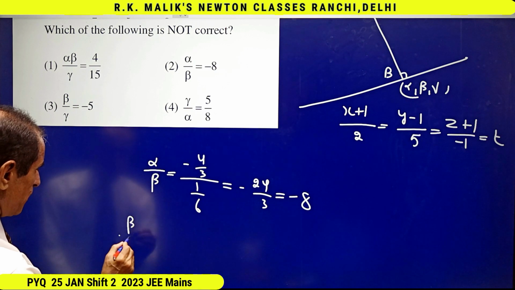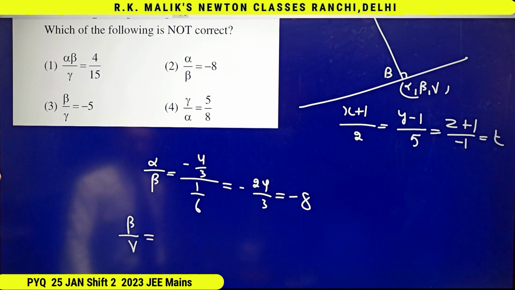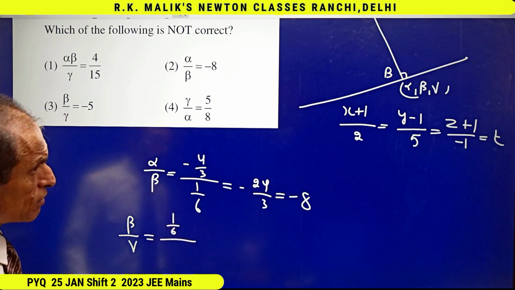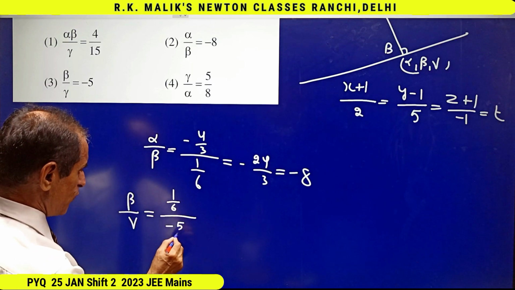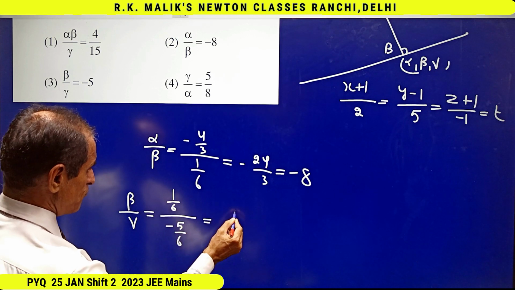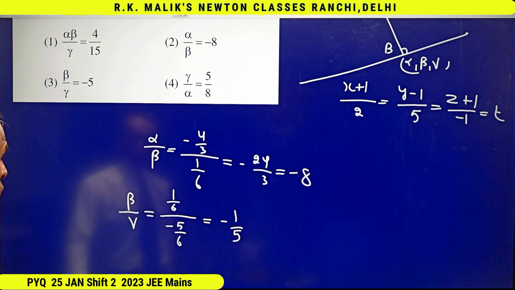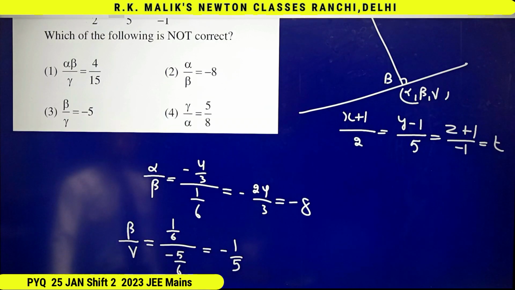Third, beta upon gamma, that is 1 by 6 upon minus 5 by 6, that is minus 1 by 5. Hence, the third is wrong. And because we have to find the relation which is wrong, the third choice becomes the answer.